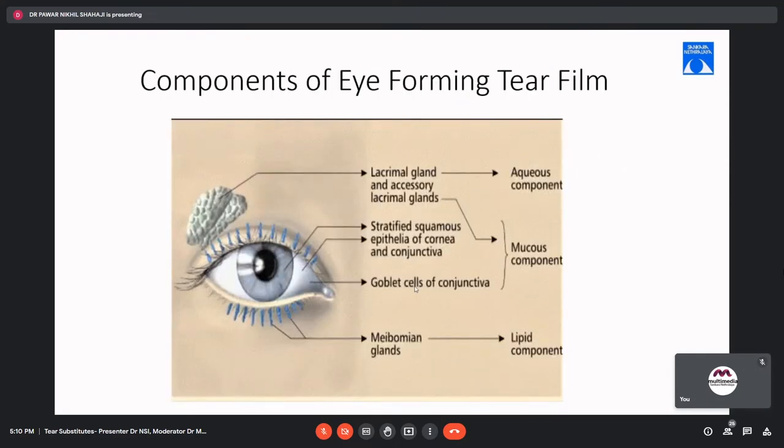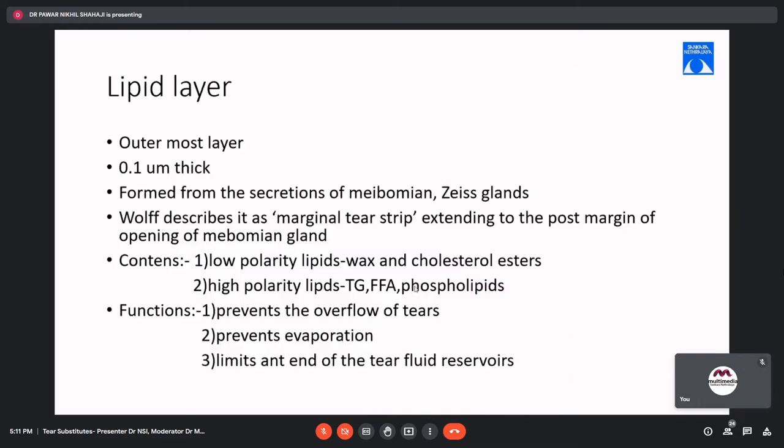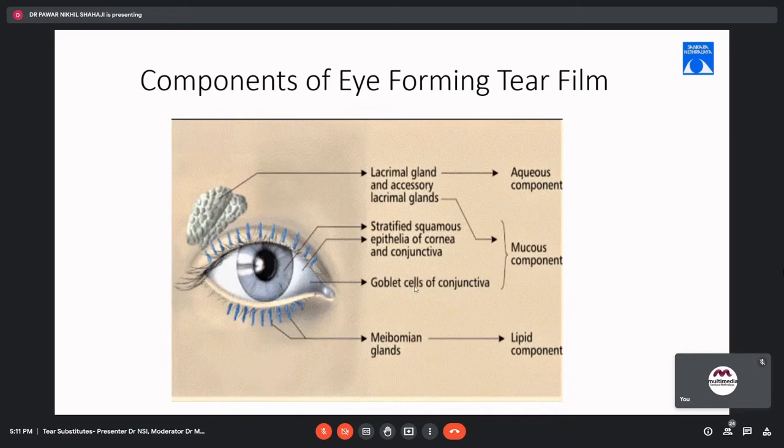The aqueous component is mainly secreted by the lacrimal gland and accessory lacrimal glands. The mucus component is mainly secreted by goblet cells of the conjunctiva and the stratified squamous epithelium of the cornea and conjunctiva. The lipid component is mainly from the meibomian glands. Sometimes in some books, other than the mucus components, you will see mucin also. Mucus and mucin are used interchangeably, but the broader terminology is the mucus component, in which mucin is the predominant component.